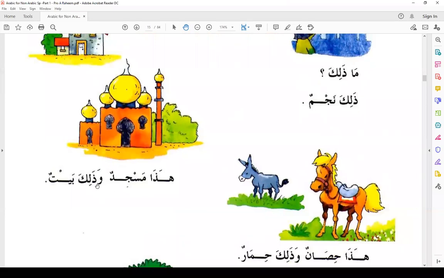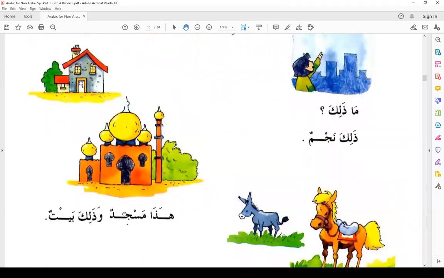Hadha masjidun or dhalika baitun. So the person is standing in front of the masjid. The masjid is close to him. So what would you say? Hadha, because hadha is used to show something that is in close proximity. So you'll say hadha masjidun. But the house is way at the back, and you will therefore say dhalika baitun, because it is a distance away. Both of these words, masjidun and baitun, are masculine words. So we'll use hadha, which agrees with masculine, and we use dhalika, which again agrees with masculine.